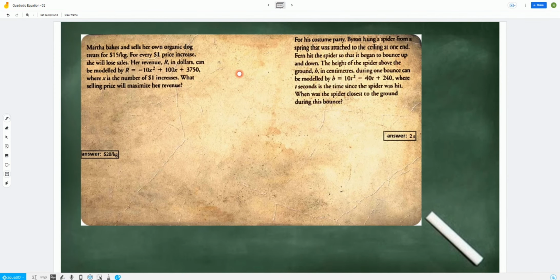Okay, so let's go next. Here I put two word problems. If you're interested, you can do them by yourself. I already put the answers here. So yeah, that's very good.